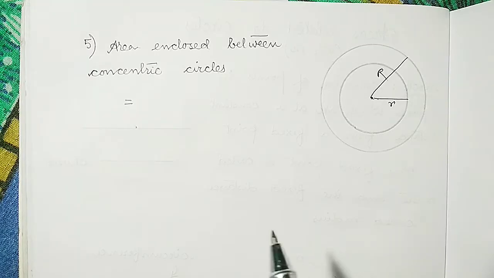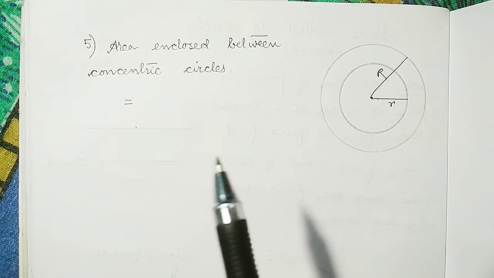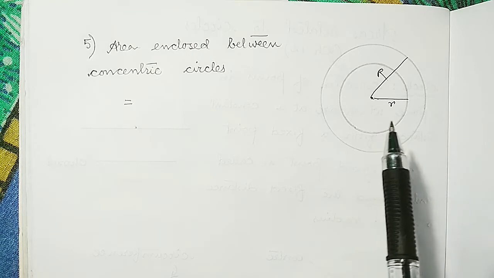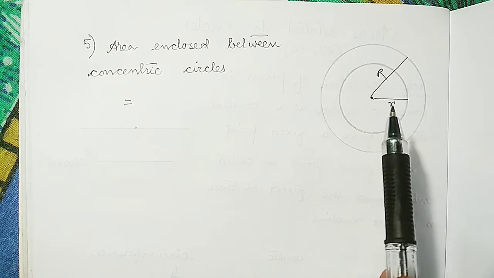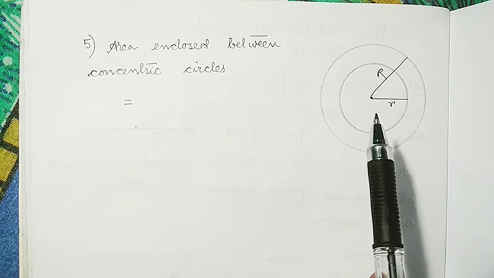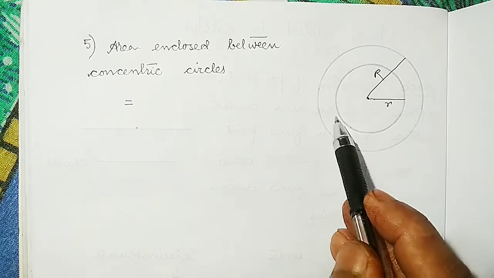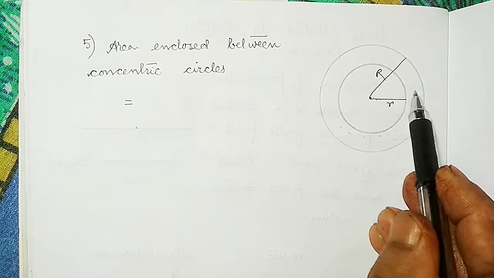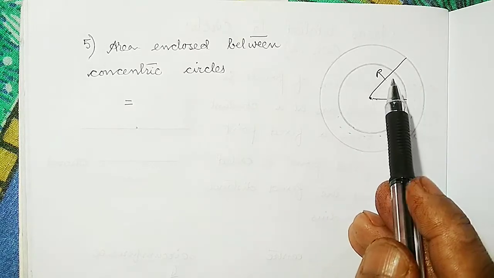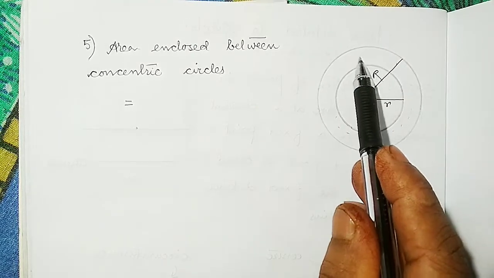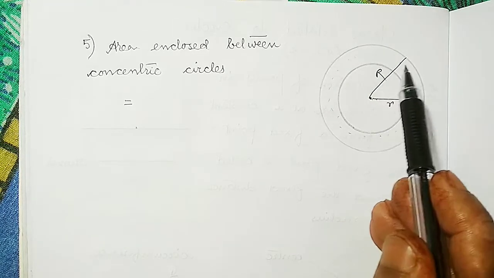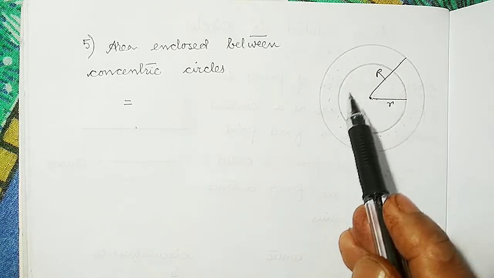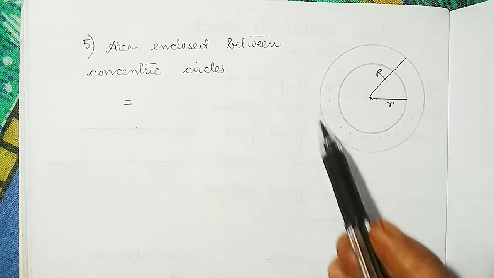Now the fifth formula is the area enclosed between concentric circles. As you can see here, two circles are there with the same center but different radii. These types of circles are called concentric circles. Now if you want to find the area enclosed between concentric circles, we are considering only this part. Then the area of this part can be calculated by subtracting the area of the smaller circle from the area of the bigger circle.